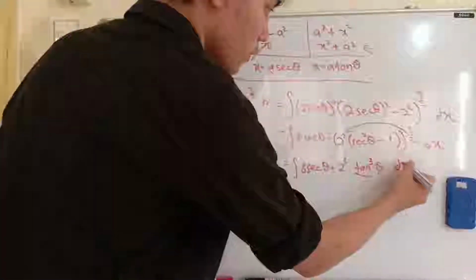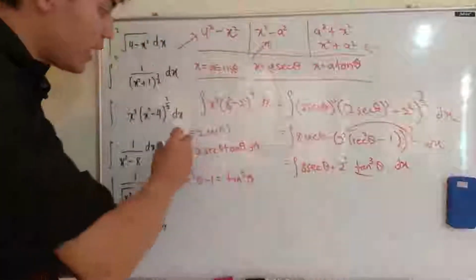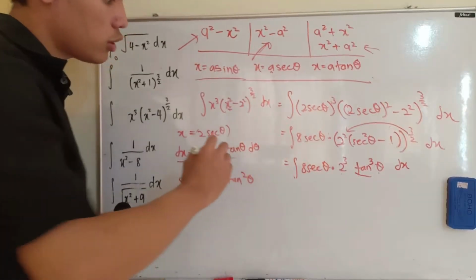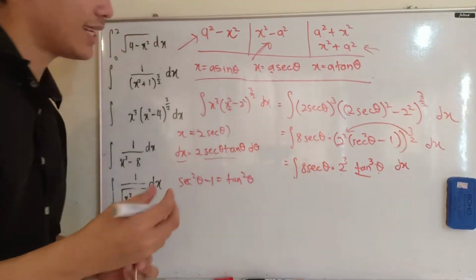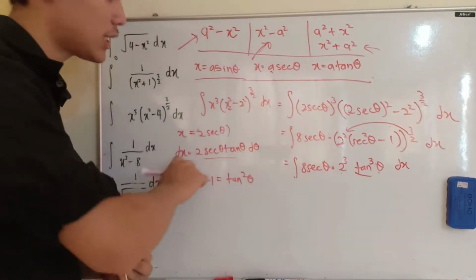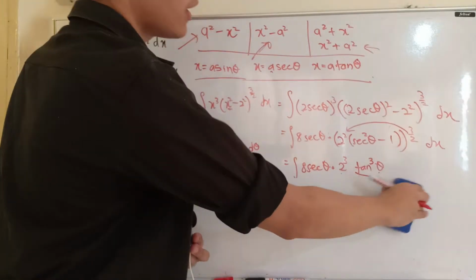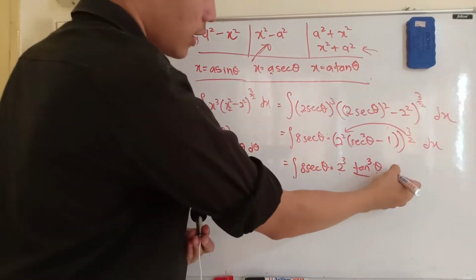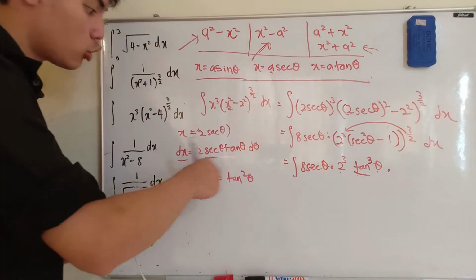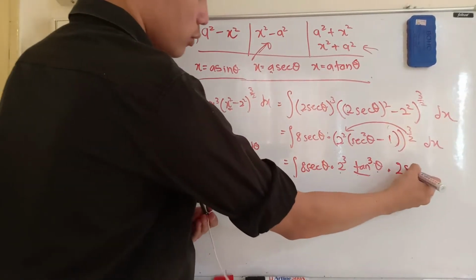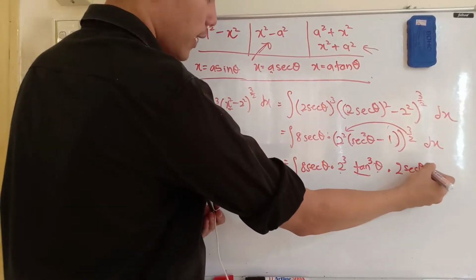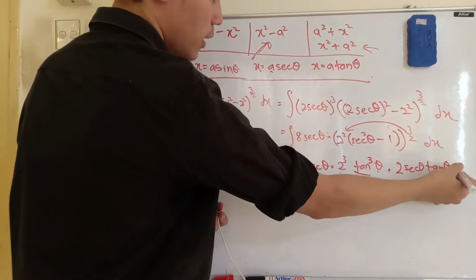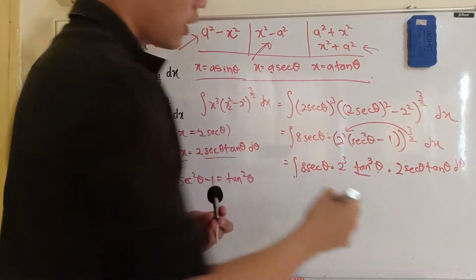Now my ds is 2 secant tangent theta. I'm just going to solve it over here. I could solve it at the beginning, but there was no space over there, so I started it over here. So now your ds is actually 2 secant theta tangent theta d theta.